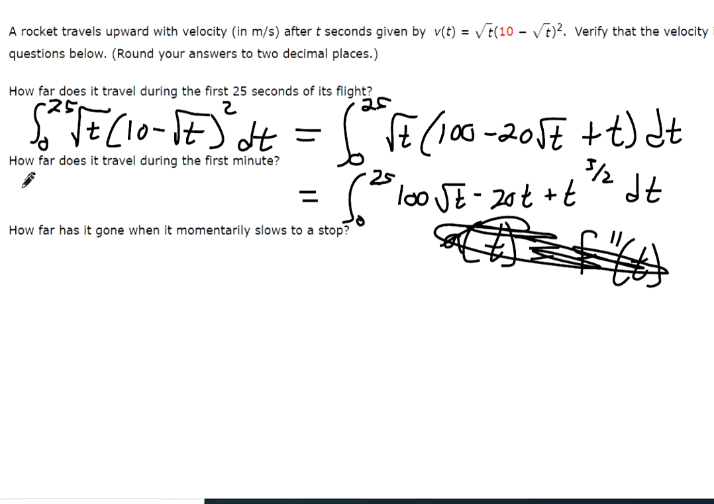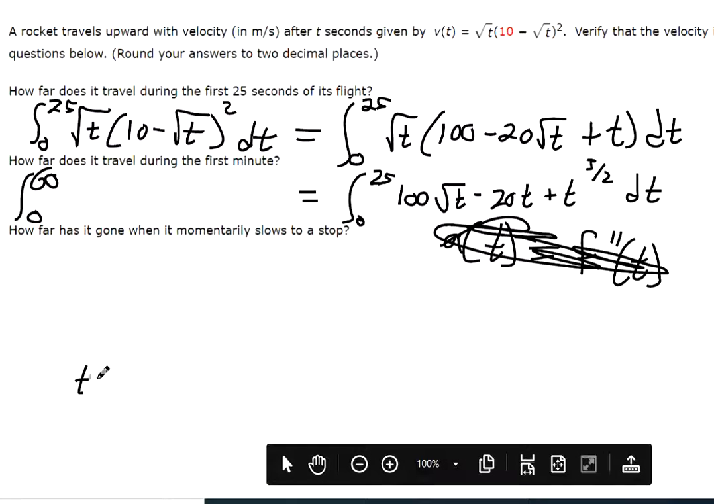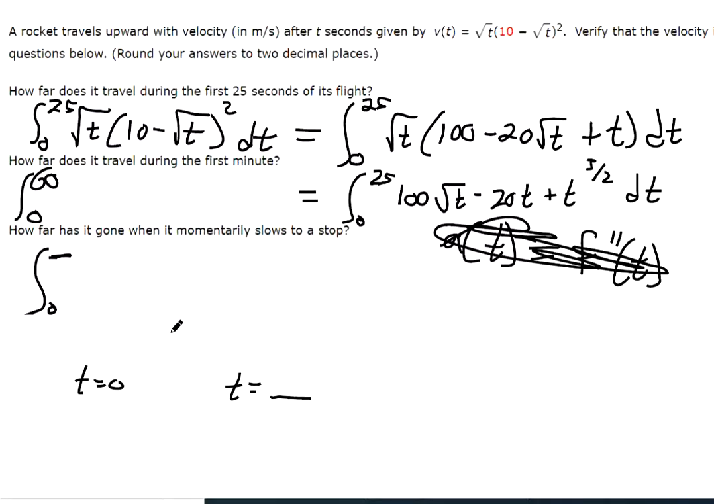How far does it travel in the first minute? Just do the same thing, but from 0 to 60. And how far has it gone when it momentarily slows to a stop? This question's a little bit different, though. Here it starts at t equals 0, and it starts traveling, and then it's going to stop at some place. We need to know what this location is, because then we can integrate from 0 to that location in time.